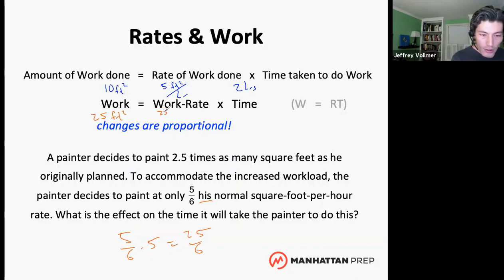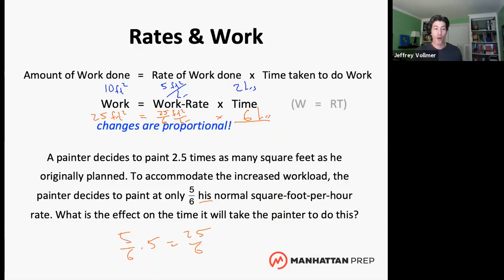So we're going to slow it down a little bit. 25/6 feet squared per hour. And now we've got to figure out how long that's going to take. Well, remember this equation. You need to multiply something by 25/6 to get to 25. That's very convenient. Shana and Yvonne, you picked some good numbers. Clearly, you need to multiply by 6 here, 6 hours. 6 hours times 25/6 should equal 25 feet squared, and there we have it. So the time has tripled.